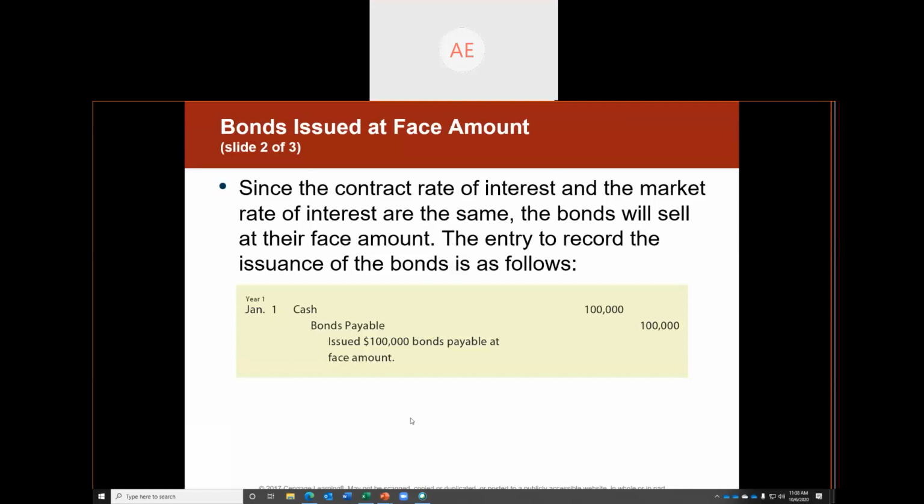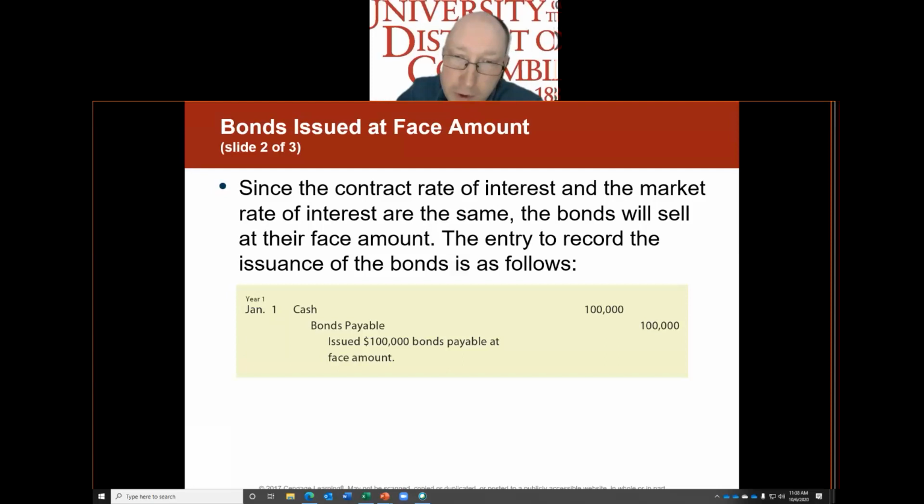Good question. So to record this entry, we would debit cash $100,000, to increase it to show the receipt of that bond, and we would increase our bonds payable by the same amount. Of course, it's the same amount. It's the face amount because the market rate equals the bond rate.